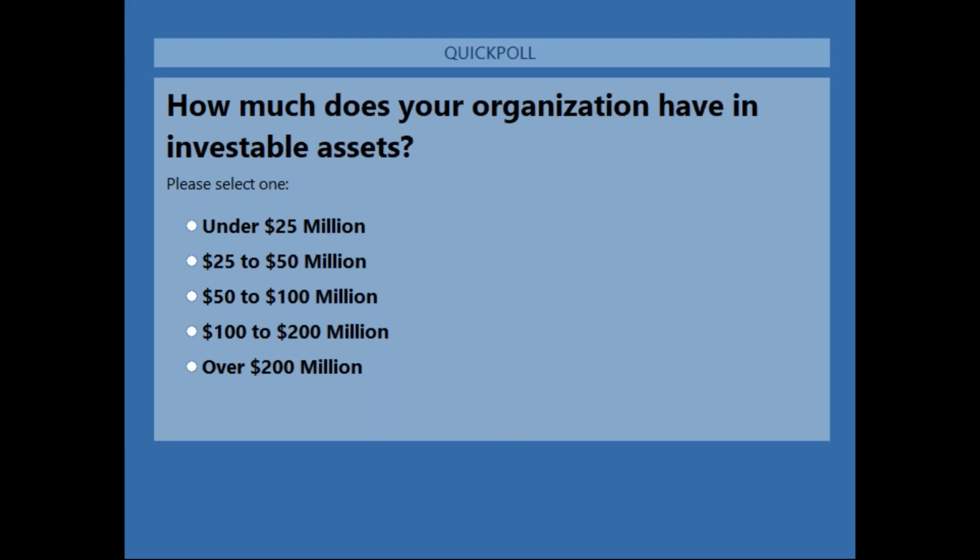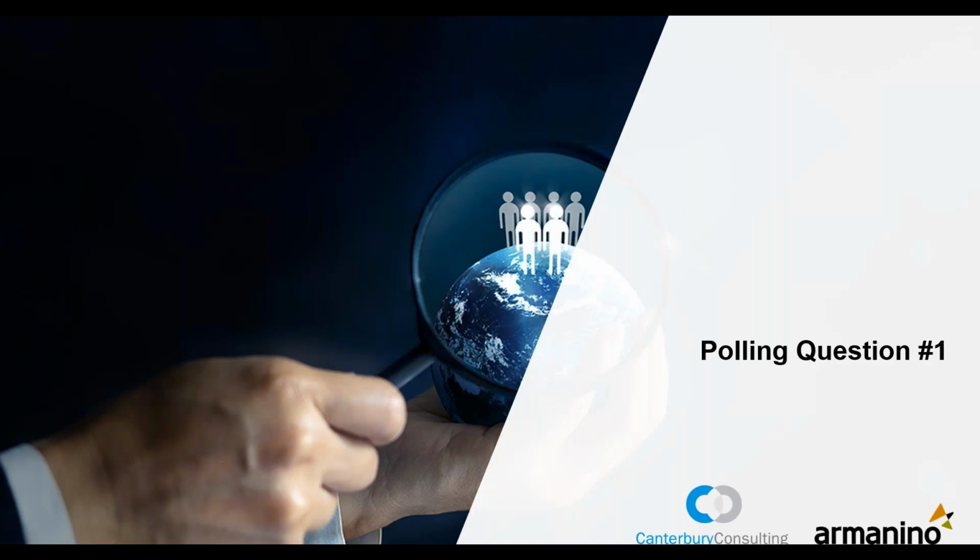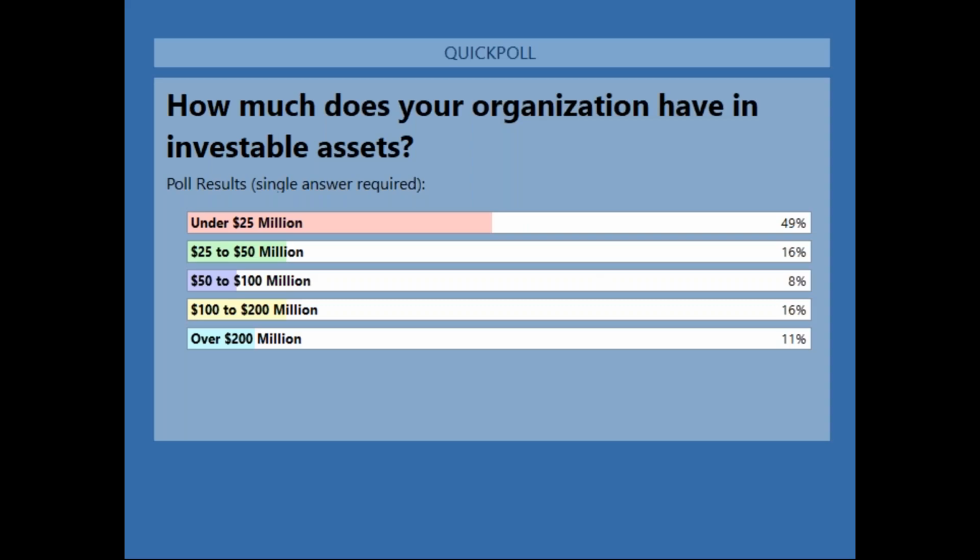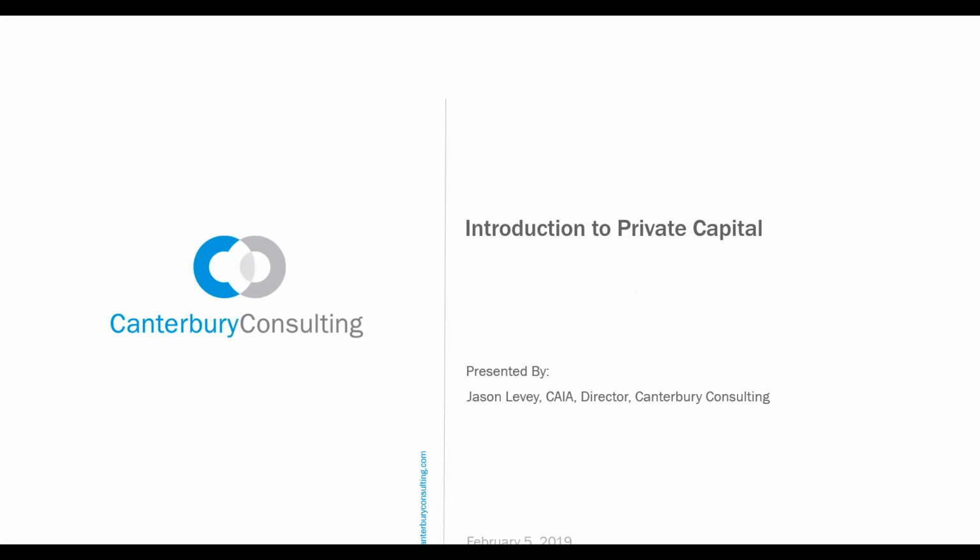We're going to go ahead and close the polls and see what everyone shared. All right, big wide range, but it looks like the majority of the folks are under $25 million, but you do see a good smattering of size and allocation of size of portfolios.